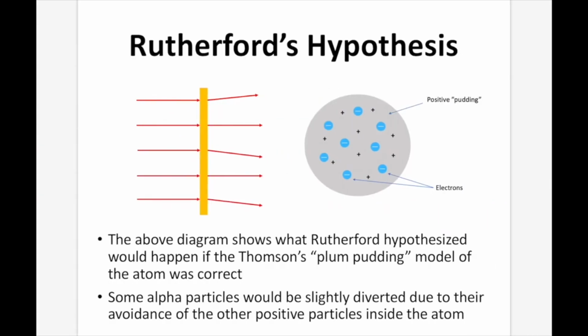Now, Rutherford's hypothesis, based on the plum pudding model put up by Thompson, was that some of the alpha particles would be slightly diverted due to the repulsion of other positive particles inside the atom. So they'd come near these positive particles here, and they'd be slightly deflected. So it would look something like this on the left. We're getting some of these particles being deflected, some of them are going straight through, but for the most part, their path would be unaffected.